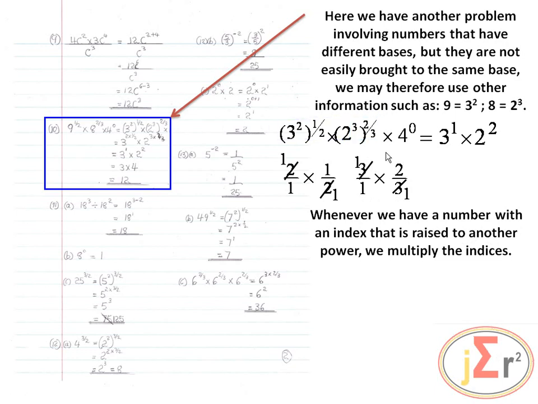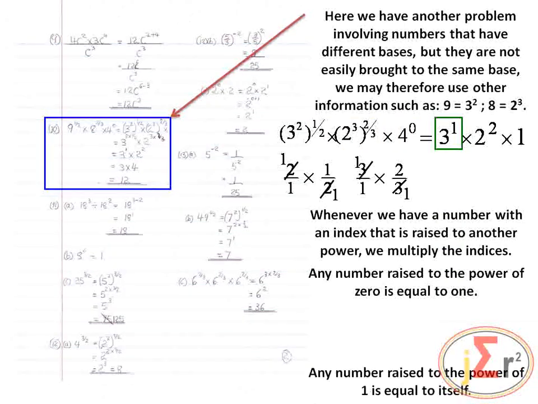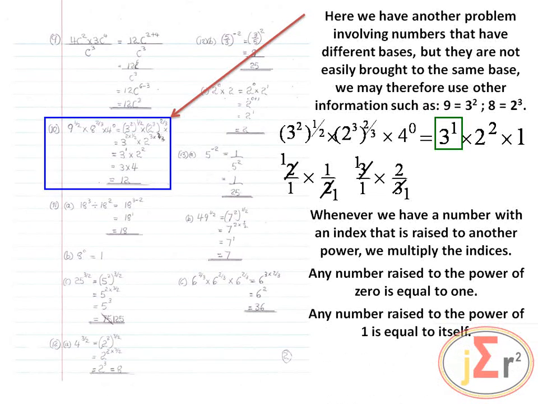And make use of another principle that we know when manipulating indices, that any number raised to the power of 0 is equal to 1. There we have it. Finishing up, we say 3 to the power of 1, or any number raised to the power of 1, is equal to that same number. Any number raised to the power of 1 is equal to that same number.